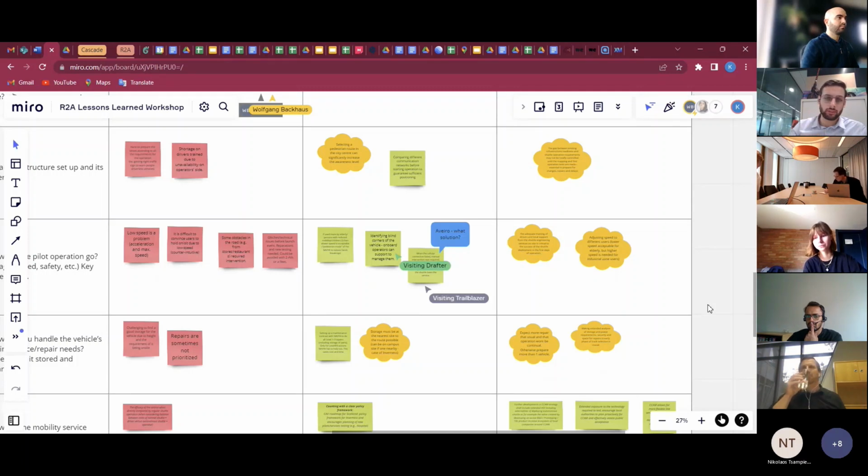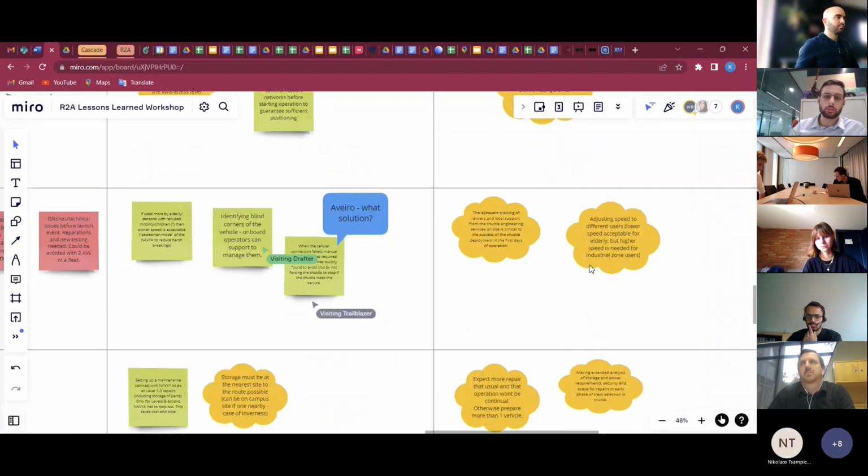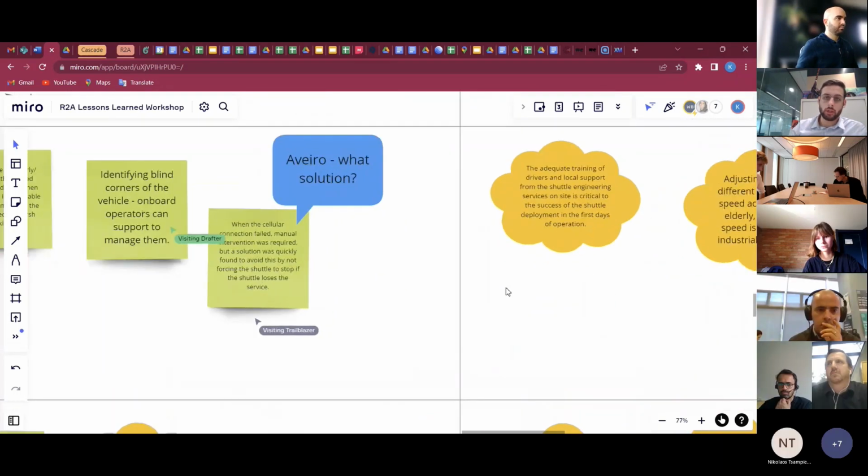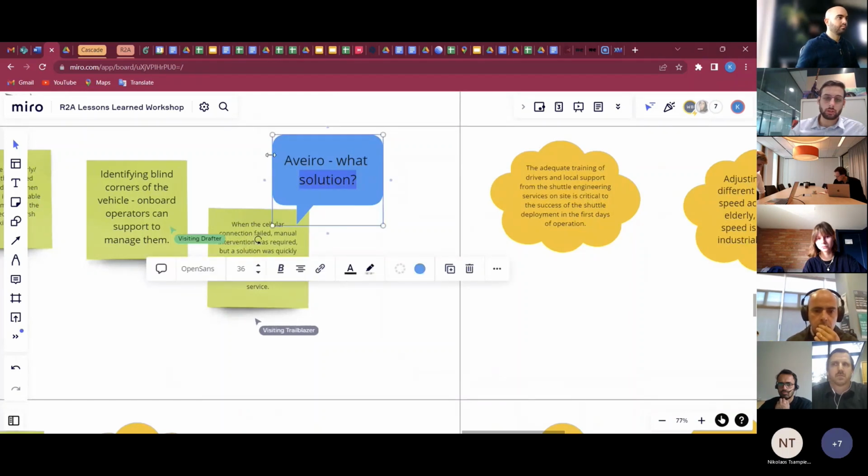I know that the Navya vehicle, but I believe the EasyMile vehicle as well, these types of shuttles have redundant localization systems, which means that not only a GNSS connection is being used, but also other types of connections can be used, like the LiDAR positioning system. So what they do then is they make a map. They map the entire area.